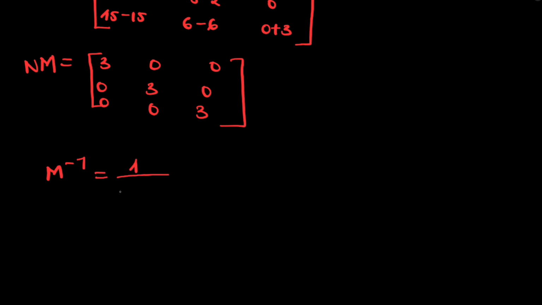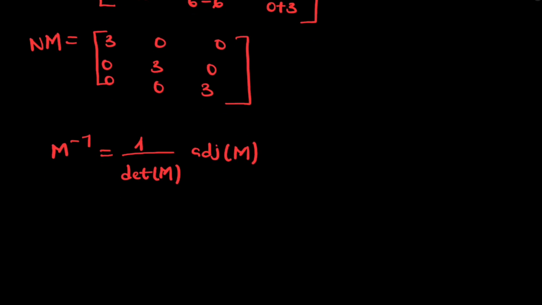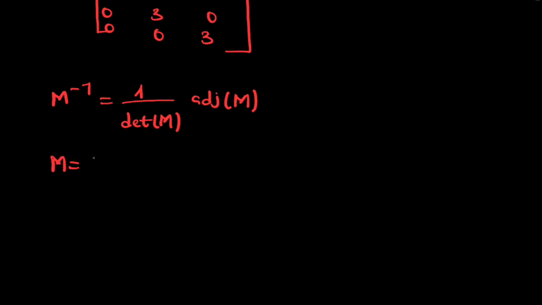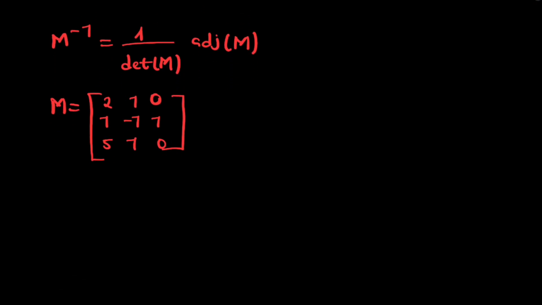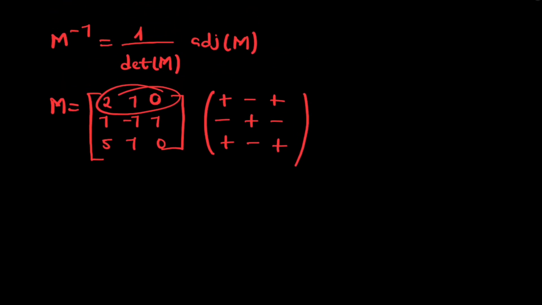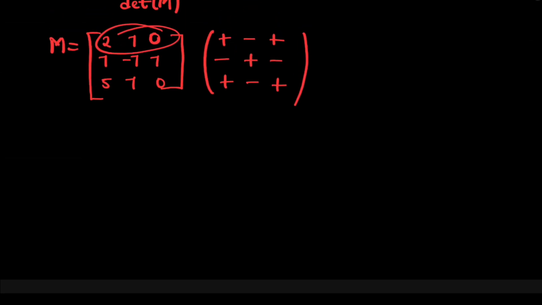We write our formula: the determinant of M times the adjoint of M. So let me write back our matrix M: 2 1 0, 1 minus 1 1, 5 1 0. So let's find the determinant. Write our signs: plus minus plus, minus plus minus, plus minus plus. I choose the first row. It has a 0.